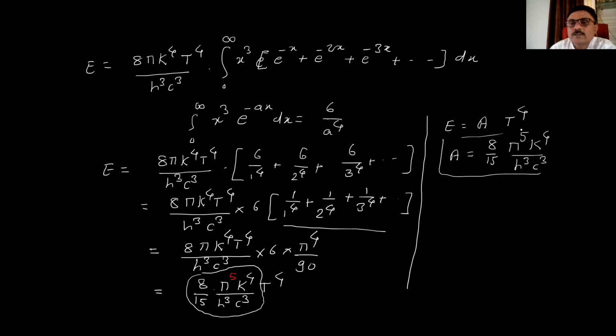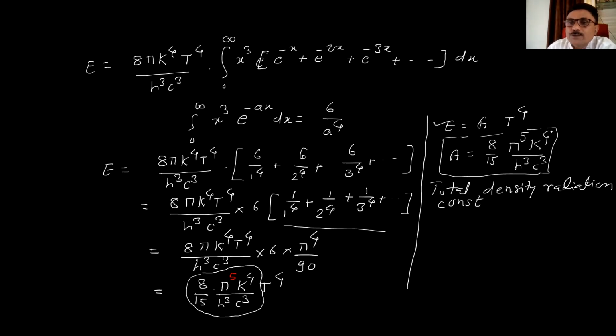So this constant is called the total density radiation constant. So that is how we have calculated the total energy density at that particular temperature.